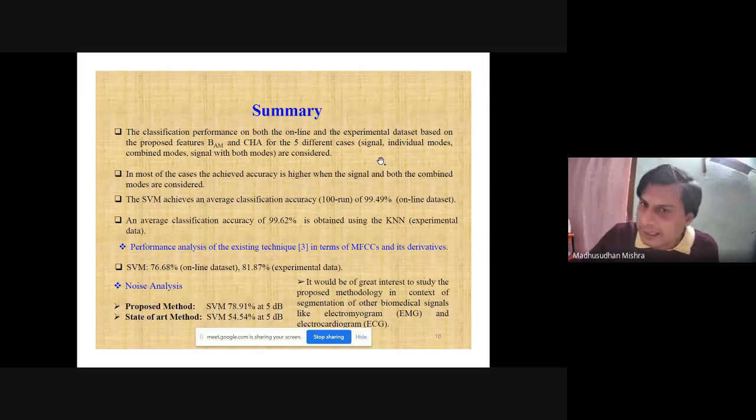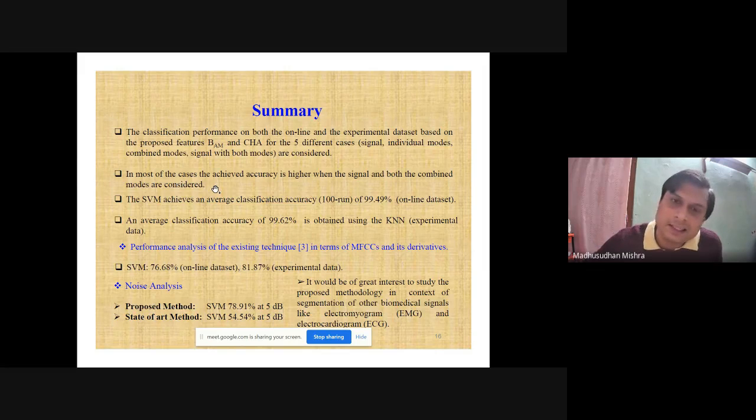That means we considered only the signal, then only one mode, then the second mode, then the combined modes, then the signal with both the modes. So we have considered all, and we find that in most of the cases, the achieved accuracy is higher when the signal and both the combined modes are considered.